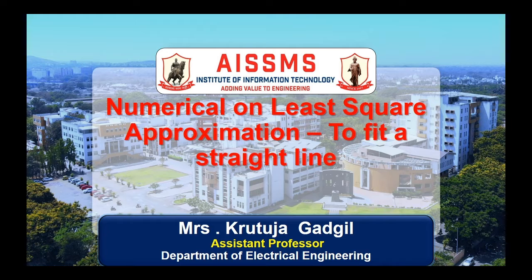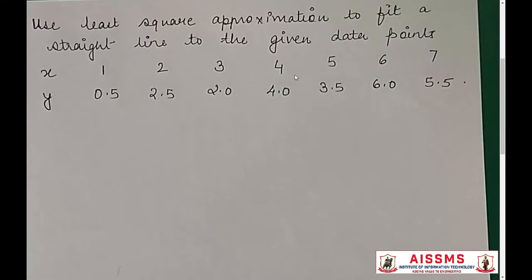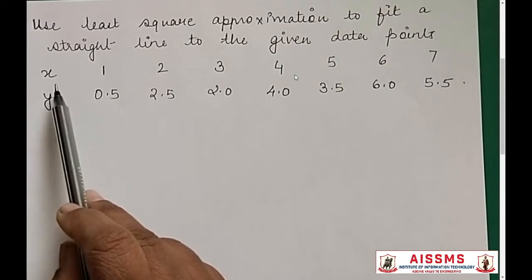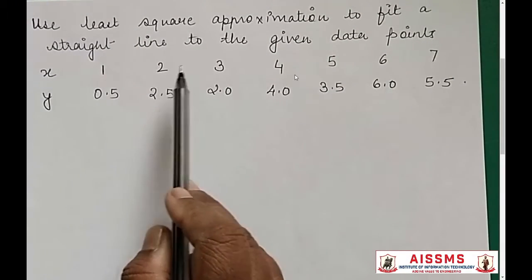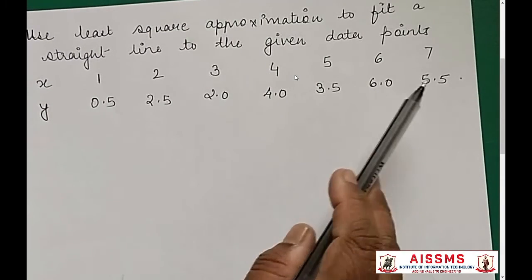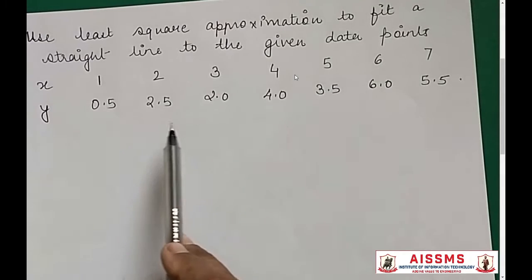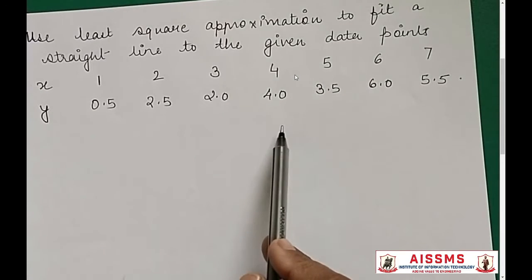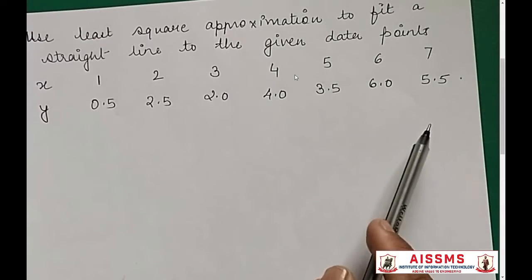Today we'll be discussing a numerical on least square approximation to fit a straight line to the given data points. We are solving a problem of fitting a straight line to the given data points by using least square approximations. So we are given a set of data points with x as 1, 2, 3, 4, 5, 6, 7 and y points as 0, 0.5, 2.5, 2, 4, 3.5, 6 and 5.5.